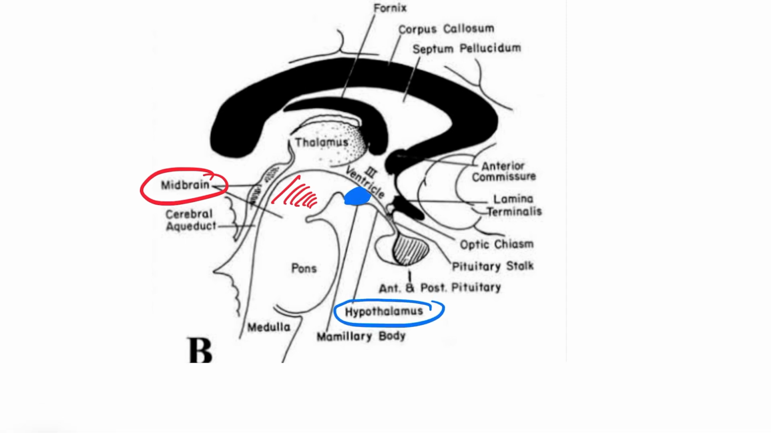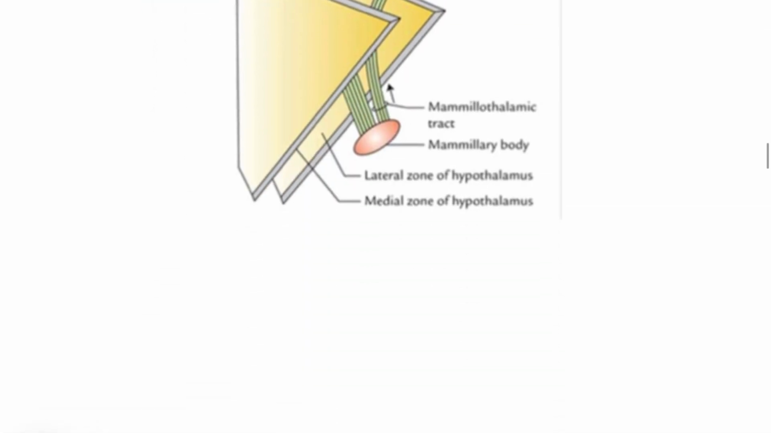This structure I'm highlighting with the blue color is the hypothalamus, just in front of the midbrain. There you can see the third ventricle, the thalamus above, and the pituitary gland suspended by the infundibulum, and anteriorly you can see the anterior commissure. To know the location better, I'll draw one more rough line diagram.